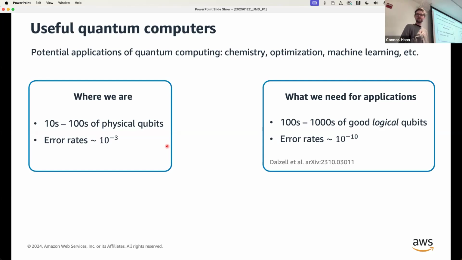Whereas for useful applications, things like chemistry, optimization, machine learning, and so on, we estimate that we're probably going to need between hundreds and thousands of good logical qubits, where by a good logical qubit, what I mean is a qubit with an error rate of, say, 10 to the minus 10 or better, ideally. The specific error rate is going to depend on what kind of applications we're interested in. So this is quite a large gap between the 2 of these. We have 7 orders of magnitude or more potentially that we're going to need to overcome in order to get to useful applications of quantum computers.